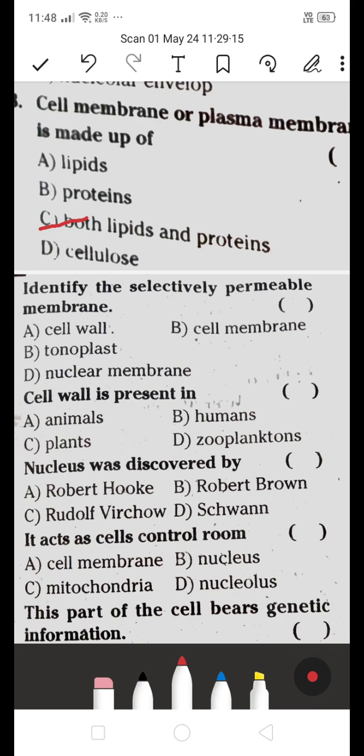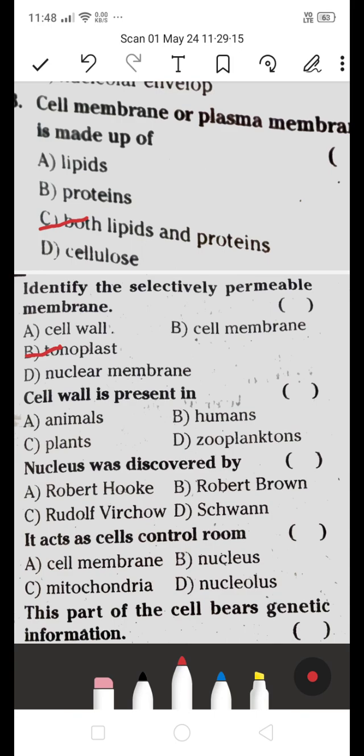Next, identify the selectively permeable membrane: is it A, cell wall, B, cell membrane, or C, tonoplast, or D, nuclear membrane? The correct option is C, but by mistake it was printed as B here. Which is the right answer? The answer is tonoplast. This is the right answer.